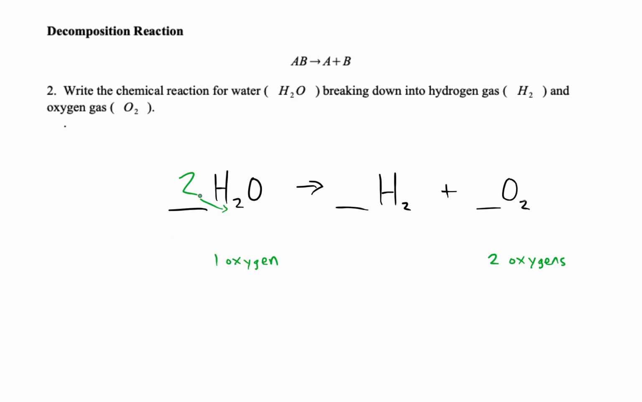But this also means that we've got 2 times 2 equals 4 hydrogens. So let's change our numbers now to reflect the coefficient being there. 4 hydrogens and 2 oxygens on the left, but only 2 hydrogens and 2 oxygens on the right. The next change that's absolutely required is we have to double the number of hydrogens on the right. Now we'll have 4 hydrogens on the right, and we'll just leave this as a 1, and then we have balance.